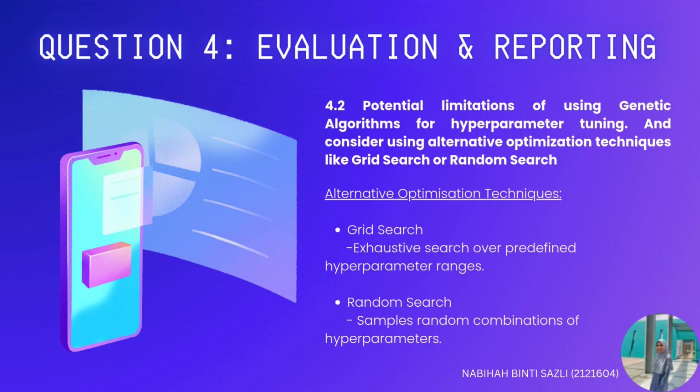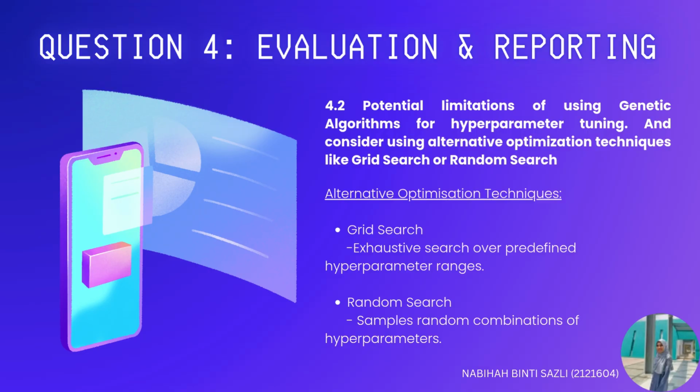All right, so next are the alternative optimization techniques. The first one is grid search, and the second one is random search. Grid search is an exhaustive search over predefined hyperparameter ranges. Grid search is best used for small hyperparameter spaces, but is computationally expensive for large ranges. So we use the grid search technique when the hyperparameter space is small, but the computational resources are sufficient.